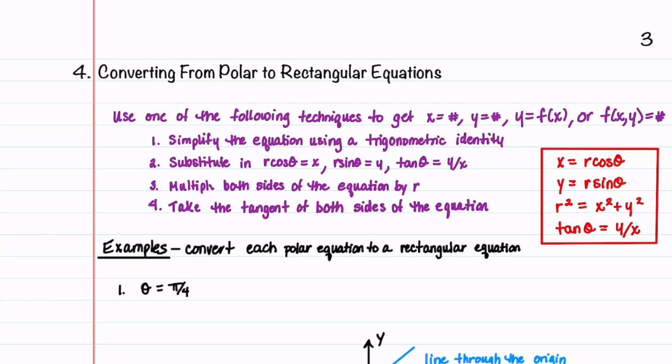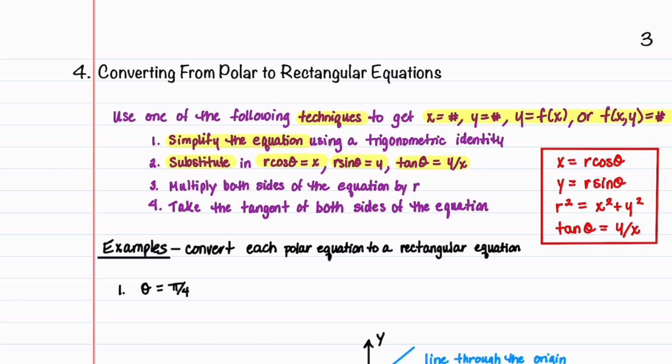In this video, I'm going to show you how to convert a polar equation to a rectangular equation. I've listed 4 techniques to convert our equation to one of these forms. The first technique that we can use is to simplify the equation using a trigonometric identity. The second technique is to substitute in r cosine theta is equal to x, r sine theta is equal to y, or tangent theta is equal to y over x.